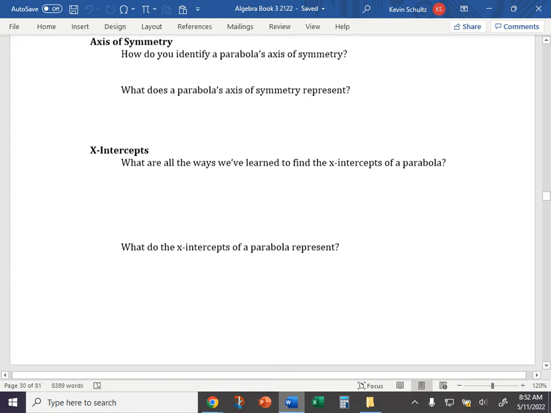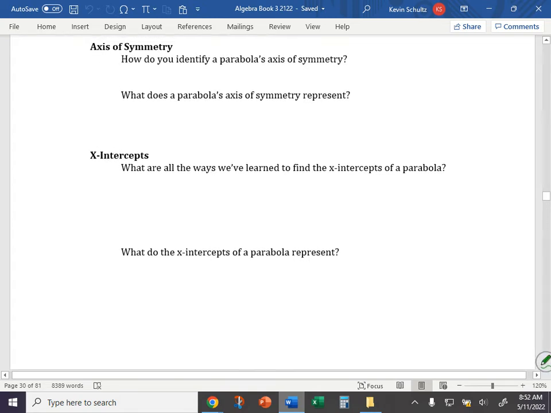Axis of symmetry. How do you identify a parabola's axis of symmetry? How do you know where to put that? Imaginary line, imaginary vertical line. Max. It's like cutting the parabola in half. Cuts it in half. Okay. Tell me a little bit more, Elliot.